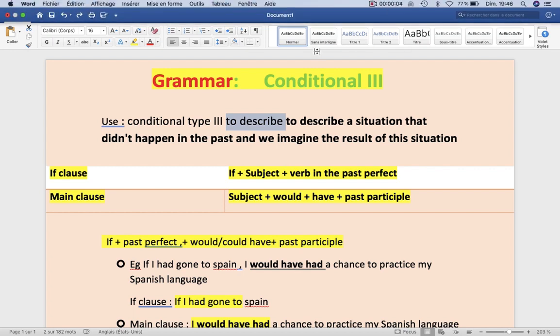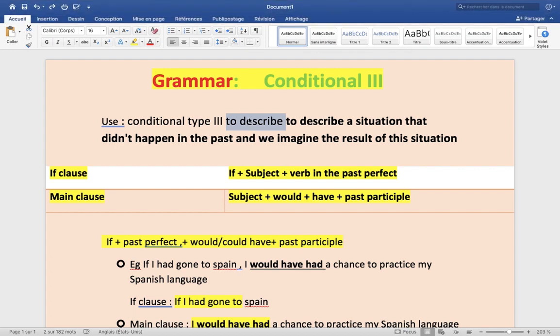Today I'm going to explain a grammar lesson. We have conditional type 3. I think conditional type 3 is one of the most important grammar lessons that we have. Also this year we have past perfect, we have conditional type 3, etc. And maybe in the next video we're going to cover reported speech, etc.